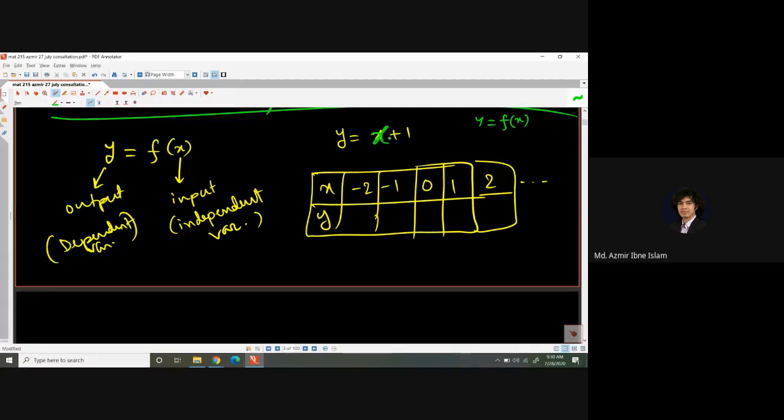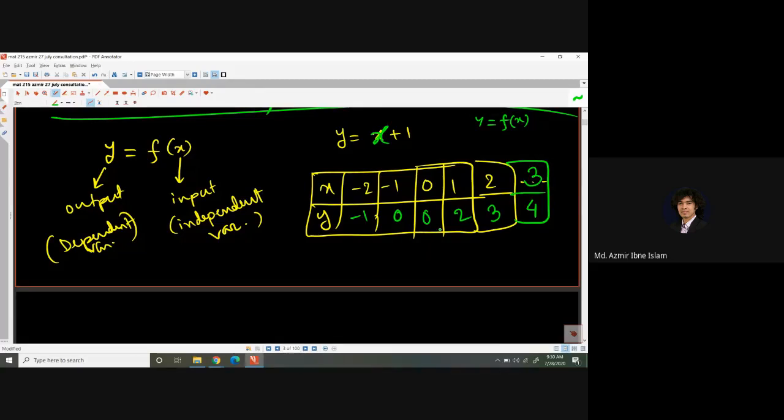Now if we input -2, we will get -1. For -1, we get 0. For 0, we get 1. For 1, we get 2. For 2, we get 3. Now tell me, is it possible to get y without inputting the values of x? No, sir. That means at first we have to input some values of x, then we can expect the value of y. So this is the input and output.